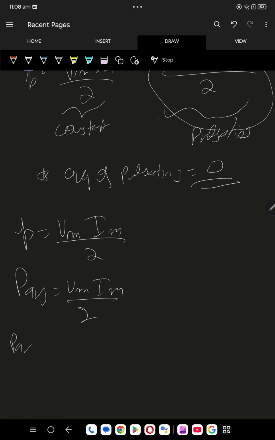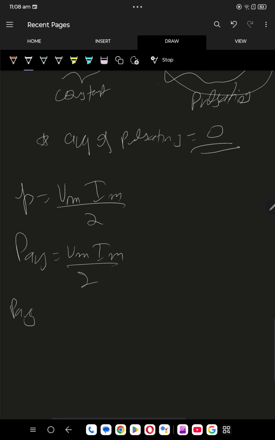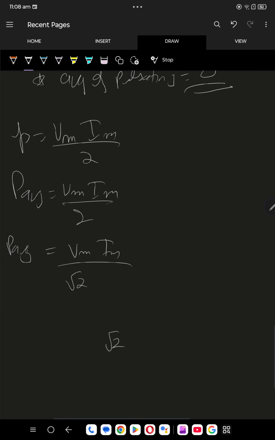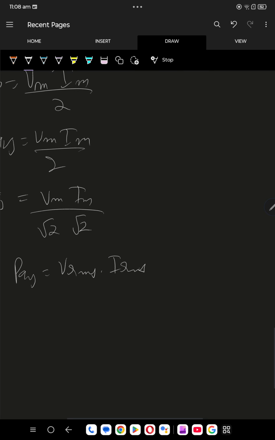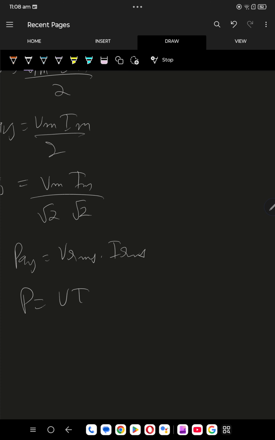This can also be this. Now small p is written as P average. So I hope you have understood. This is equal to Vm Im by root 2 into root 2. So P average equals Vrms into Irms. So it's basically P equals VI, in watts, where V and I are in RMS values.